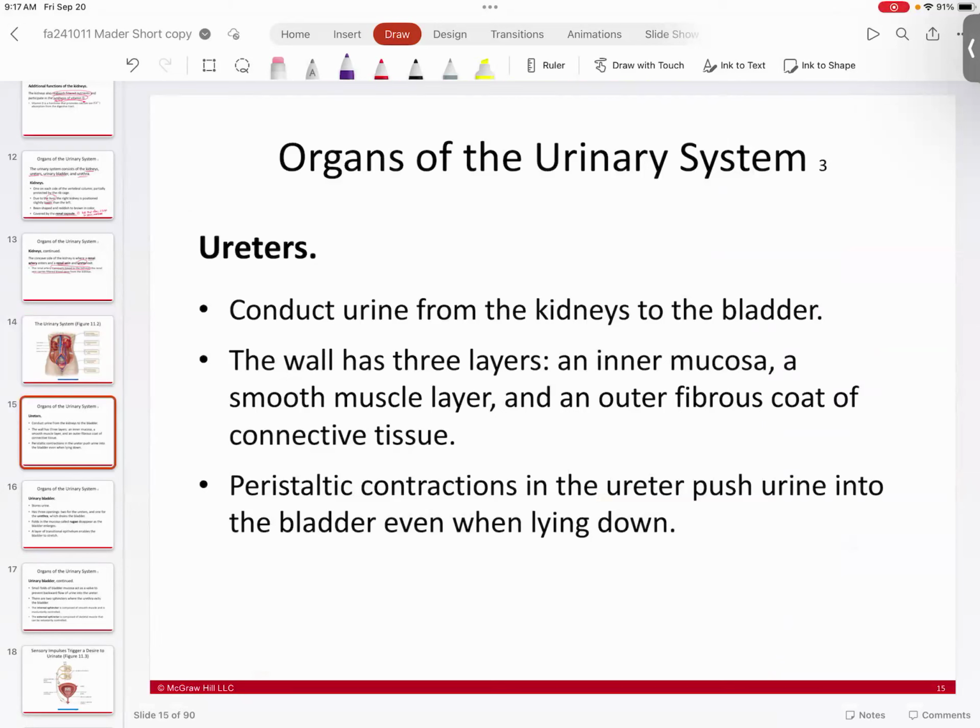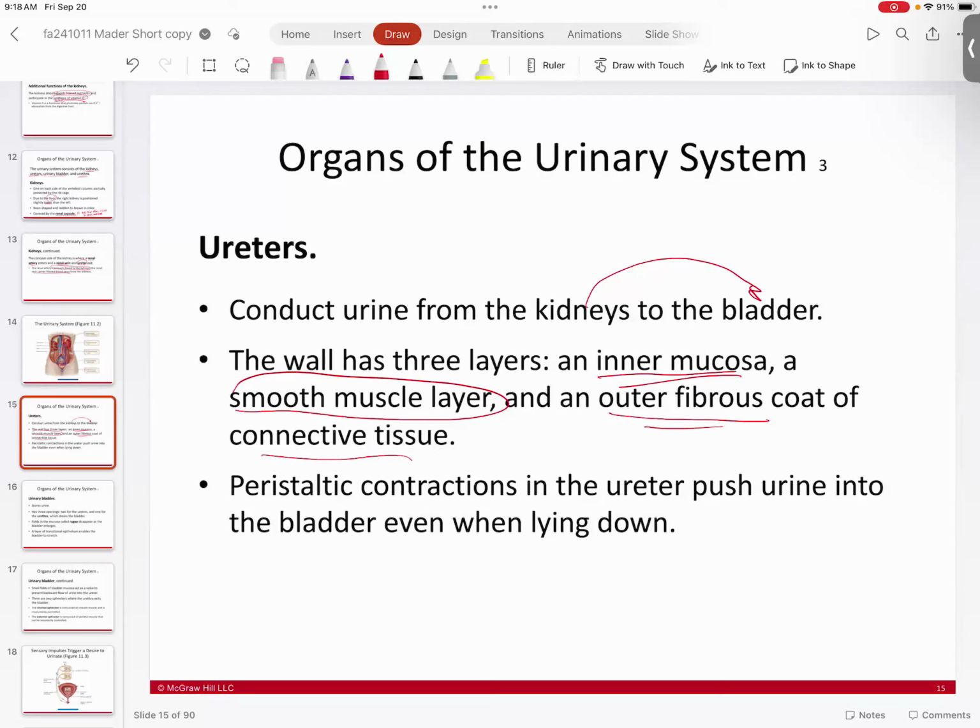Okay, let's take a look at the ureters, right? The ureter's job is very simple. It's basically to conduct the urine, a passageway for urine going from the kidneys to be stored in the bladder. The wall of the ureter typically has three layers: an inner mucosal layer, a smooth muscle layer, and an outer fibrous layer. It's the same sort of pattern we've seen for a lot of tubular systems. For instance, the blood vessels had a similar inner layer, a muscular layer, and a fibrous layer. So did the GI tract. It's a very common pattern.